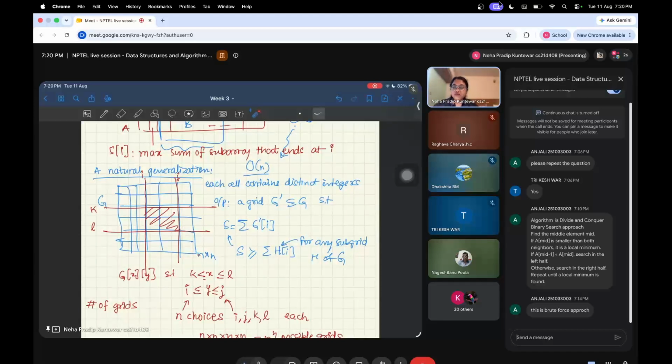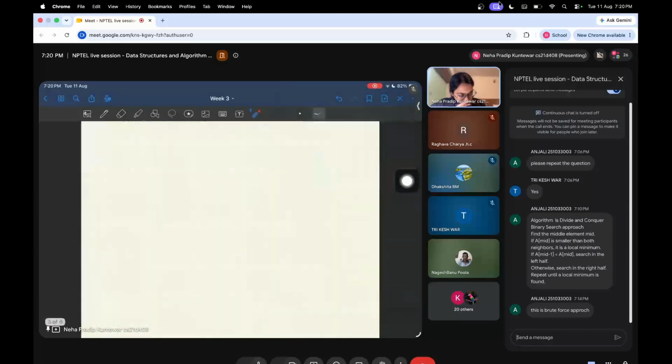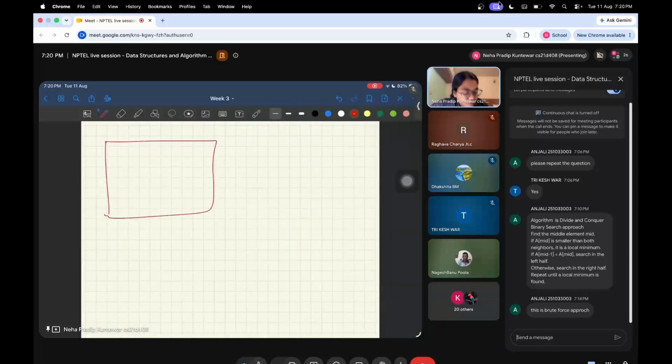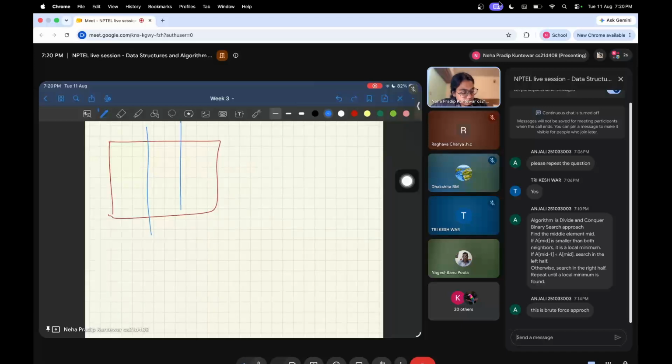Okay. So let us ask a simpler question now. The point is that you have to make four choices, right? You have to decide two columns and you have to decide two rows in the grid. So let us simplify the question.